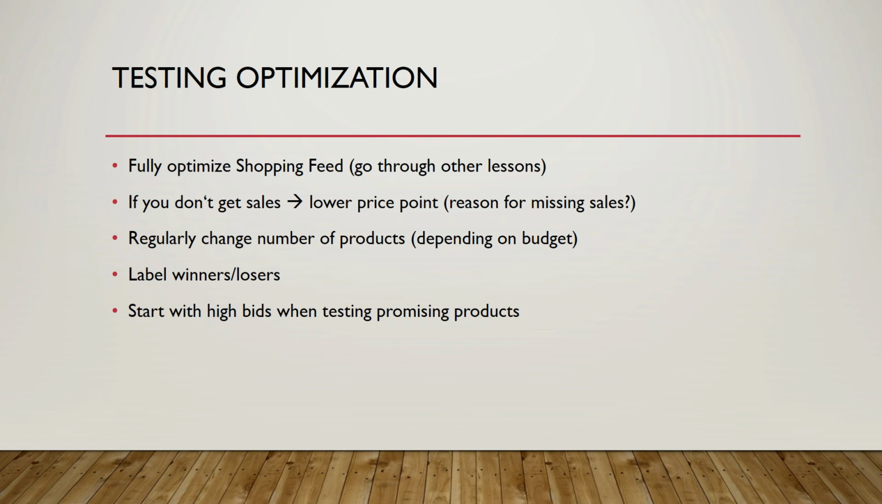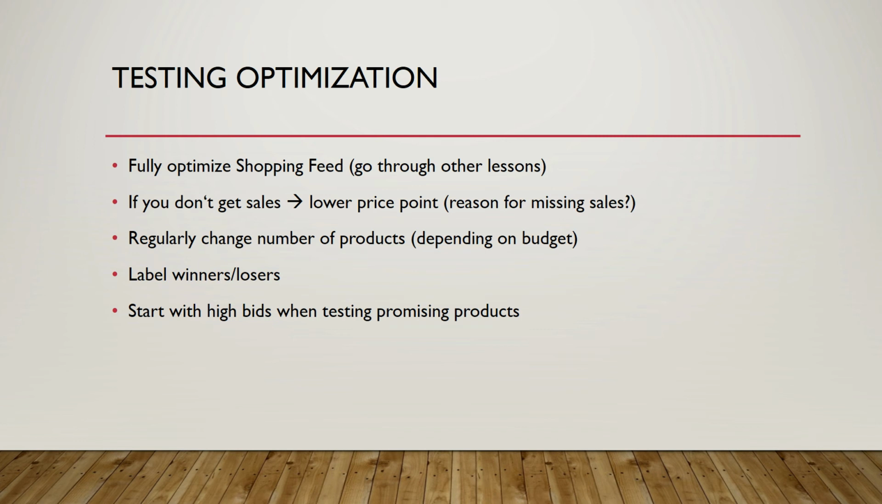Let's say for every product that you put in your shopping feed, don't go with less than, let's say, $5 to $10 a day. So if you have 10 products, go with $50 to $100 a day, so that you can quickly find out what works best.